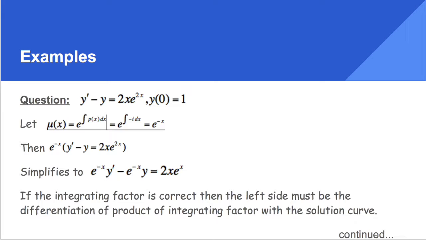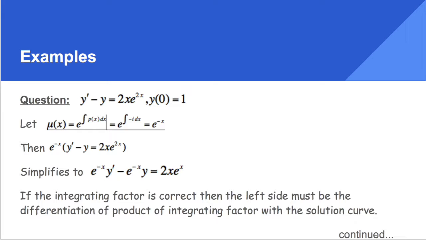To solve this differential equation, y' minus y equals 2x times e to the power of 2x, with an initial condition y(0) equals 1. First, we find the integrating factor, which is e to the power of the integral of p(x) dx, where p(x) is equal to negative 1. Therefore, the integrating factor, mu(x), is equal to e to the power of negative x.